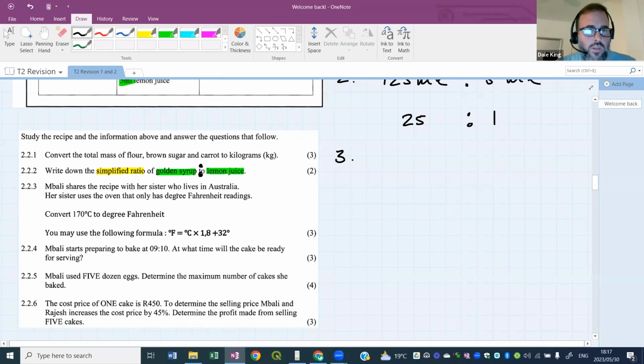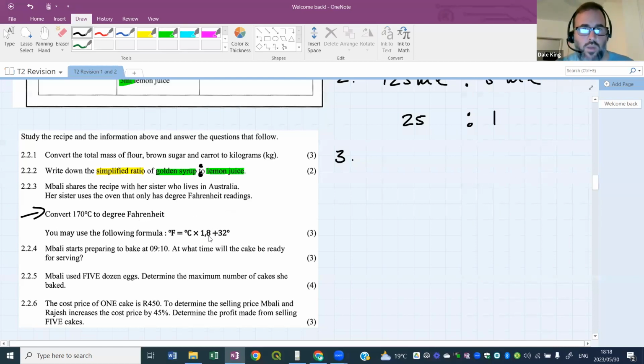Mbali shares the recipe with a sister who lives in Australia. Her sister uses the oven that only has degrees Fahrenheit. Okay, it says convert 170 degrees Celsius to degrees Fahrenheit. Use the formula. They always give you this formula. You don't have to remember it.